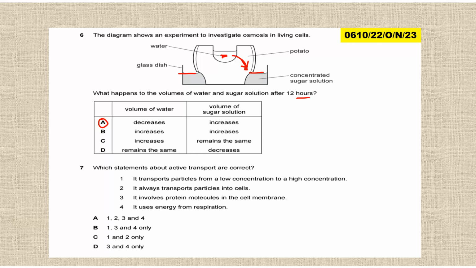The same year, let us look at question 7. Which statements about active transport are correct? So one, active transport transports particles from lower concentration to higher. Yes. It always transports particles into the cells. Let us put this one on hold. It involves protein molecules in the cell membrane. Yes. It uses energy from respiration. Yes. So it always transports particles into the cells, no. So here the answer is 1, 3, and 4. 1, 3, and 4, so B is the answer.